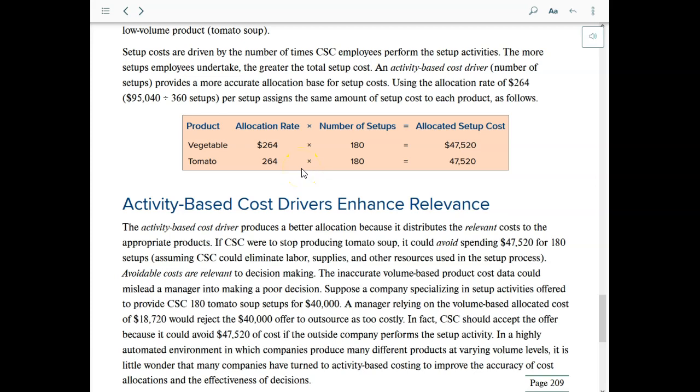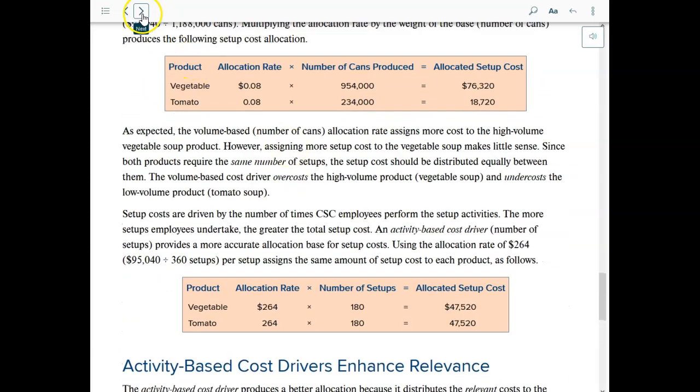So that's what we're getting at here. You're trying to find, for a certain cost that you have, what is the best cost driver? What's causing this cost? Here, number of setups. Well, if number of setups are causing these costs to increase, maybe we should allocate these costs based on the number of setups. So let's look at the next page.